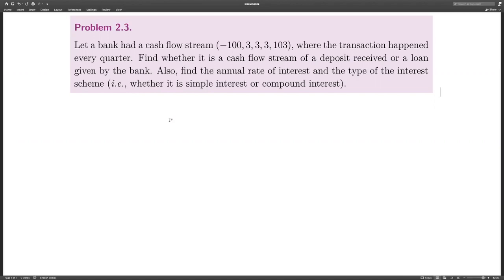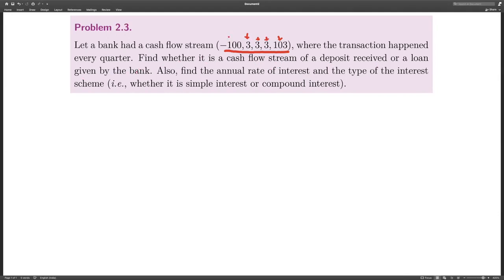The third question is about how to interpret the cash flow stream. We are given a cash flow stream like this, and we are given that the transaction happened every quarter. So therefore, this is the first quarter, second quarter, third quarter, and fourth quarter. So you can see that initially there was an amount which went out of this cash flow, and then in the first, second, third, and fourth quarter, the money eventually came into the cash flow. So find whether it is a cash flow stream of a deposit received or a loan given by the bank.